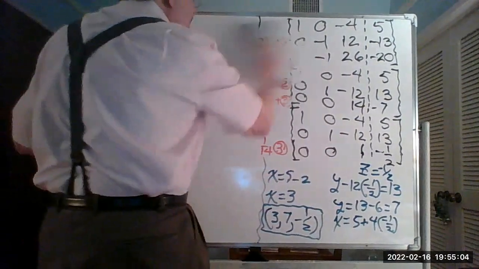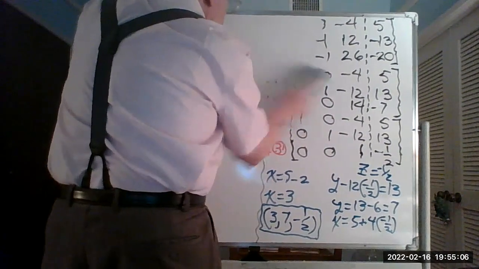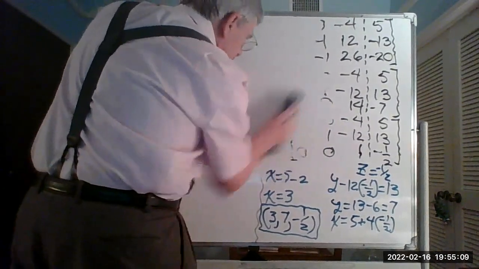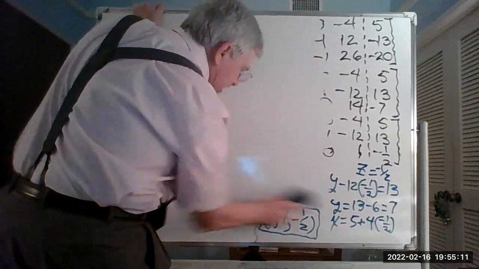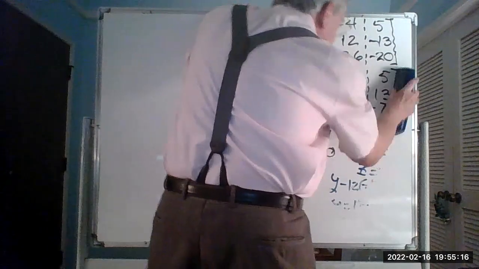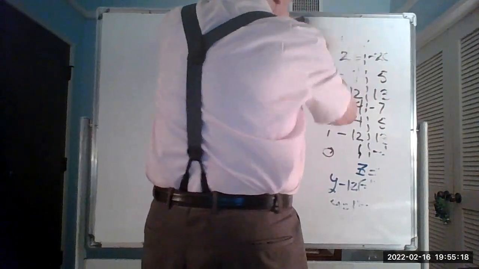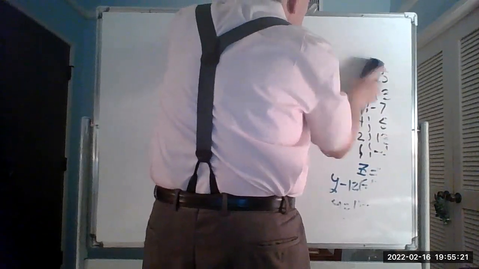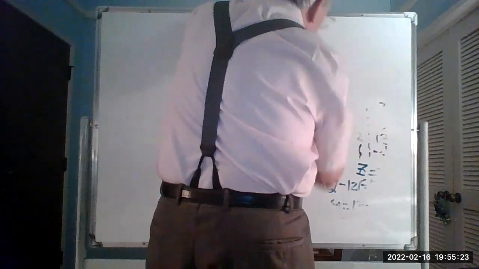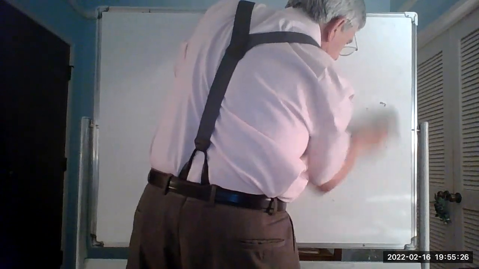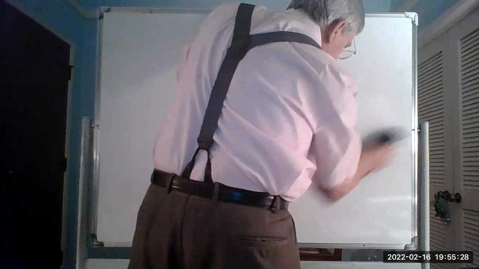Now I'm going to erase the whole thing here. So the next one will be a dependent system. But once again, we don't know that. So this is a dependent system, 8.2, number 17.